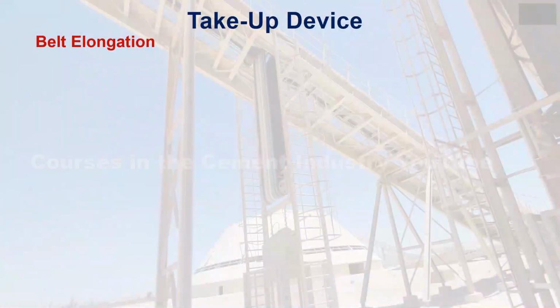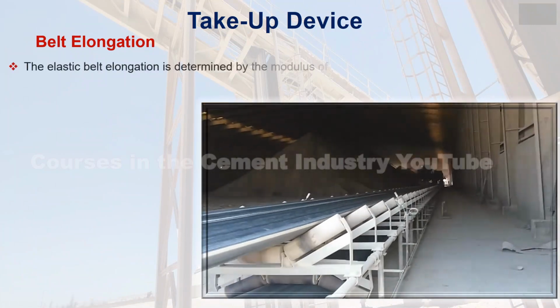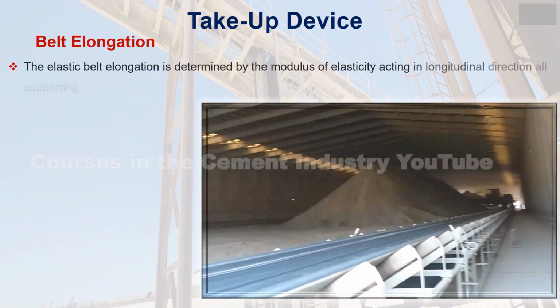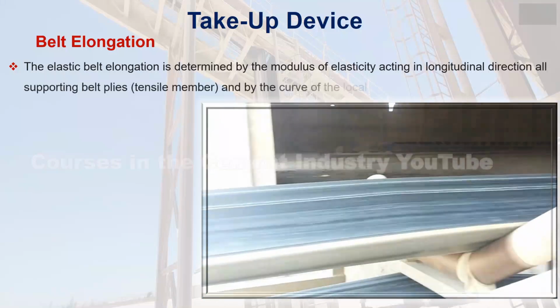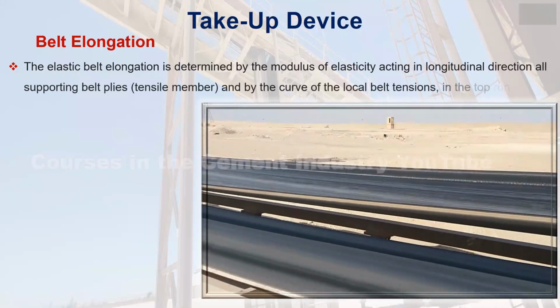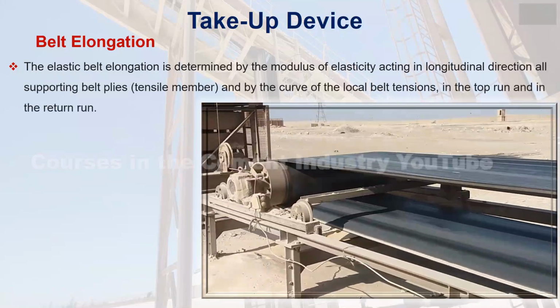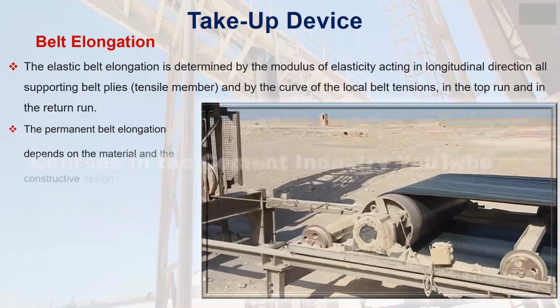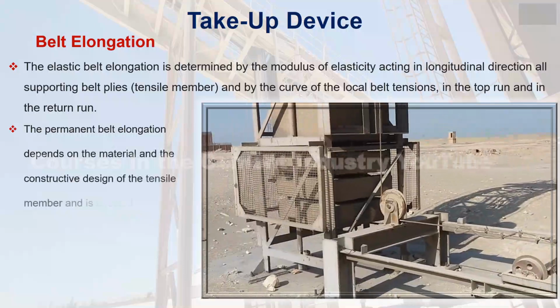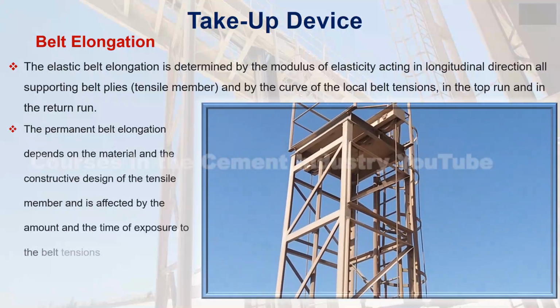Belt elongation. The elastic belt elongation is determined by the modulus of elasticity acting in the longitudinal direction, all supporting belt plies, the tensile member, and by the curve of the local belt tensions in the top run and in the return run. The permanent belt elongation depends on the material and the constructive design of the tensile member, and is affected by the amount and the time of exposure to the belt tensions.